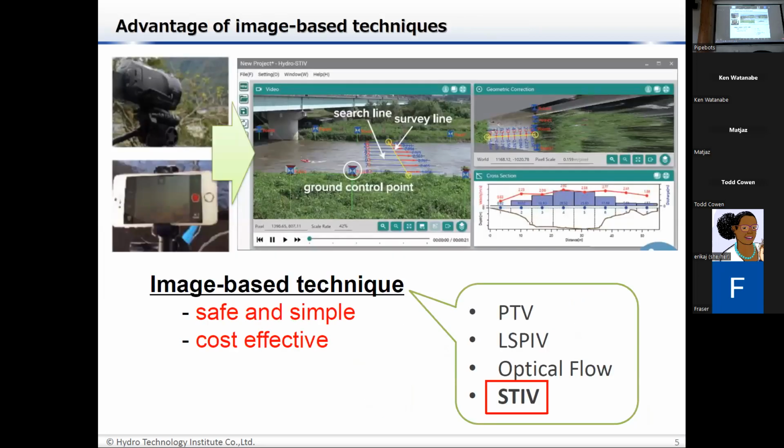As I have just explained, we have many problems in the conventional velocity measurement. I think and believe that the image-based technique can solve these problems. Since these techniques use video footage, it is safe, simple, and cost-effective. Image-based methods include PTV, LSPIV, optical flow, STIV, and so on. All methods have their advantages and disadvantages, and STIV is the superior method in terms of computational speed and robustness against noise for measuring surface velocity in the main flow direction, which is necessary for flow measurement.